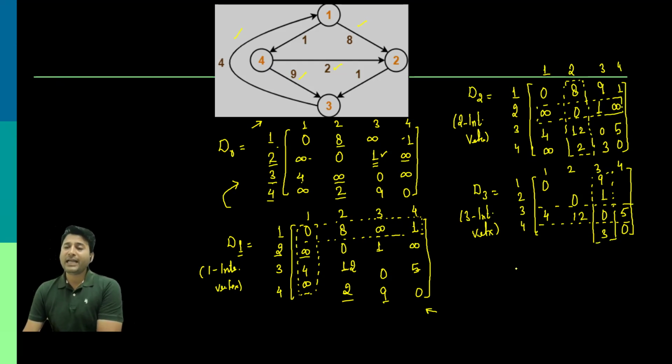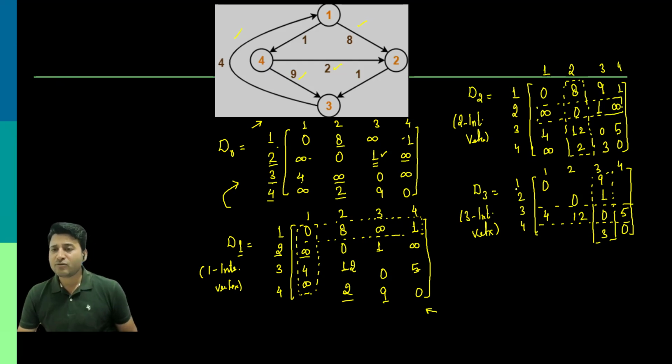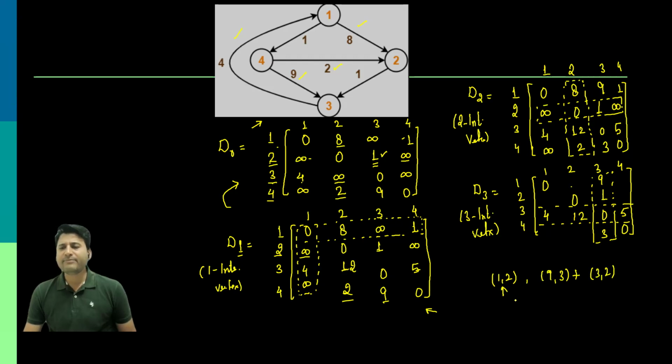Now we'll try to find the leftover entries of this matrix. So 1, 2. In 1, 2, we are supposed to include vertex number 3. So 1, comma 3 plus 3, comma 2, inserting 3 between these two. Now our reference matrix is D2. What is the weight from 1 to 2? It is given as 8. Then 1 to 3 is 9 and 3 to 2 is 12. The minimum between these is 8.